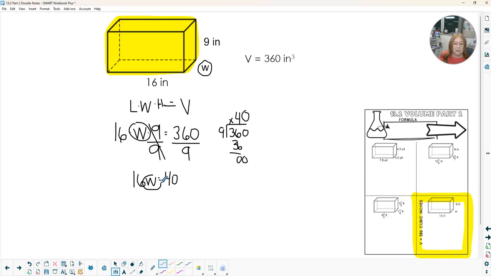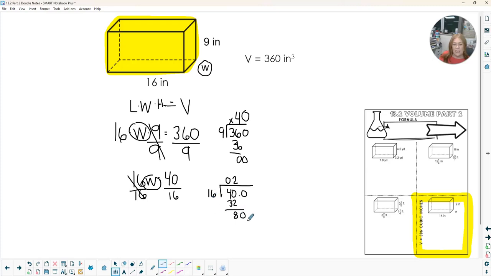So again, we want W by itself. It's connected to 16 by multiplying. So we're going to do the opposite, which is divide by 16. So now we're doing 40 divided by 16. 16 can't go into 4. 2 16s is 32. I think that's all we're going to get because there's only 8 more to get to 40. So we have 32 here. So 8 left over. We're going to bring down that decimal.